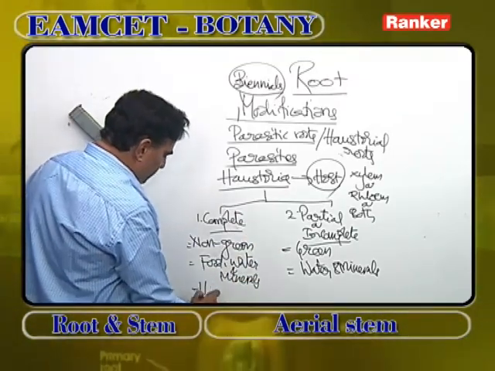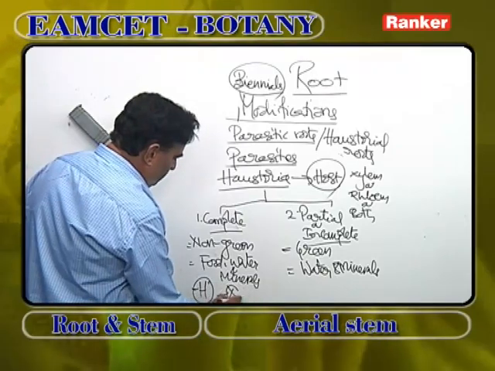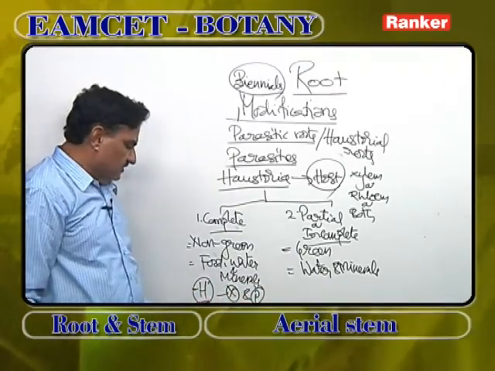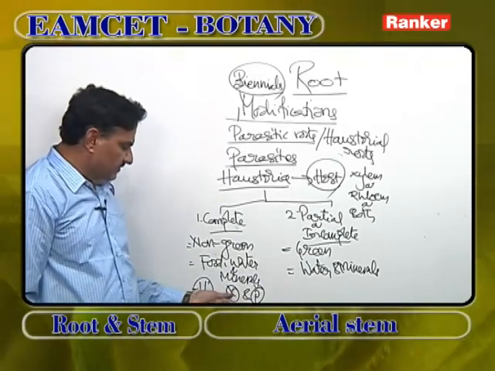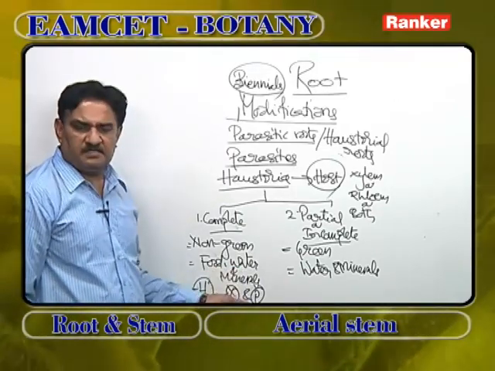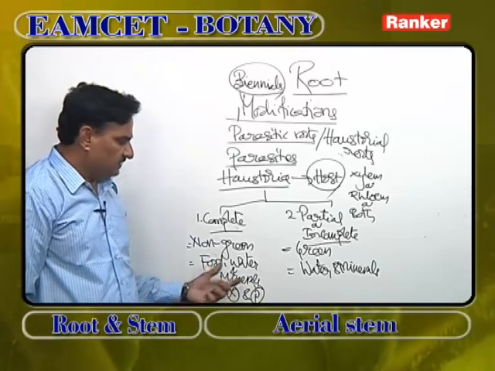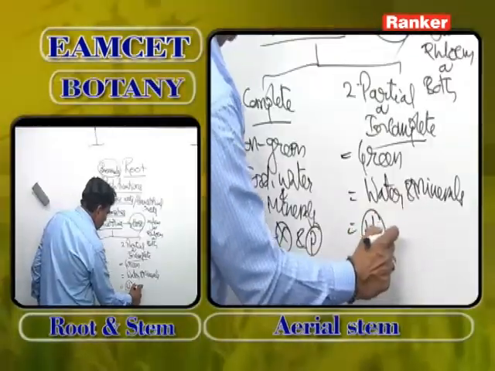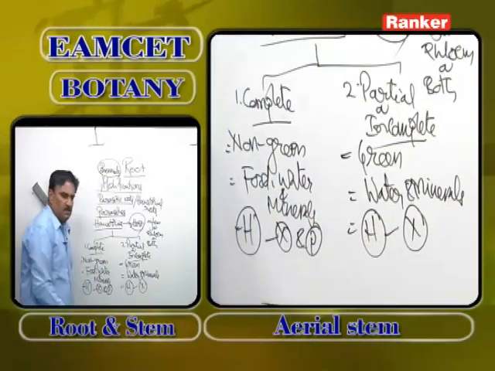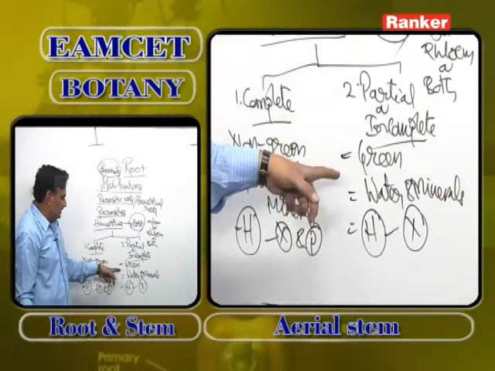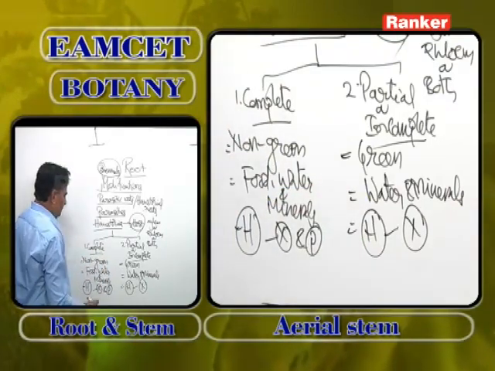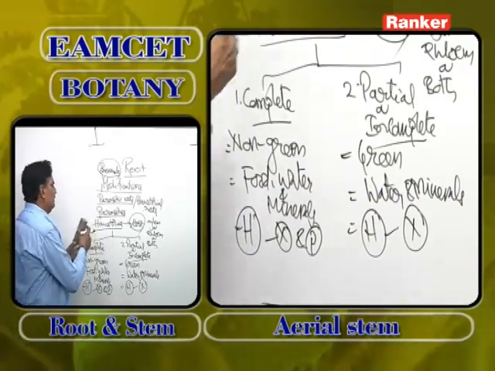So in a complete parasite, haustoria are connected to both xylem and phloem. This is important. Haustoria are connected to both xylem and phloem because from xylem they get water and minerals, from phloem they get food matter. In an incomplete parasite, haustoria are connected only to xylem, not to phloem, because they can synthesize their own food matter and they depend on the host only for water and minerals.